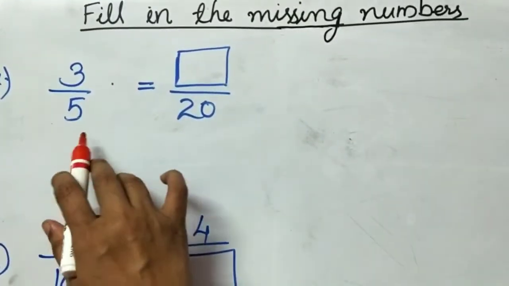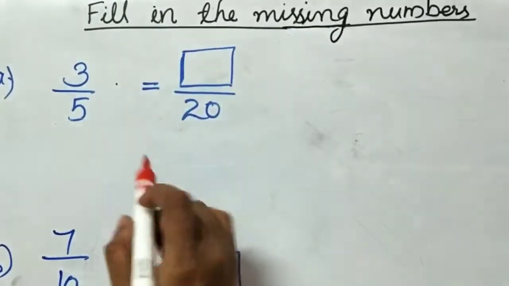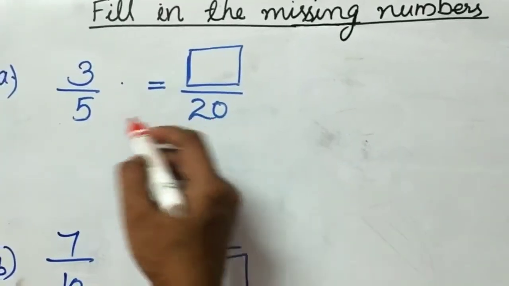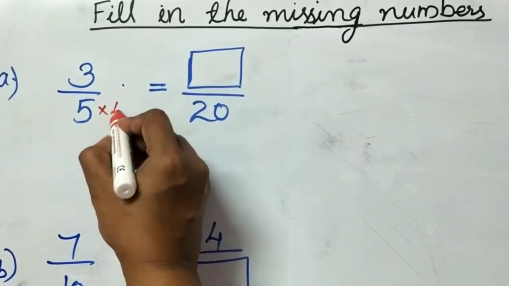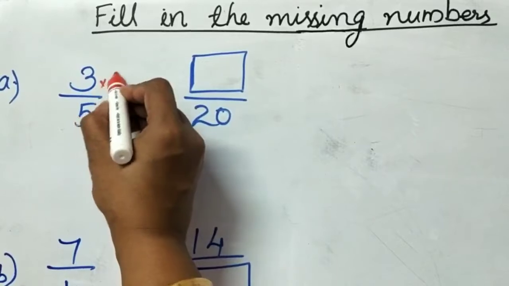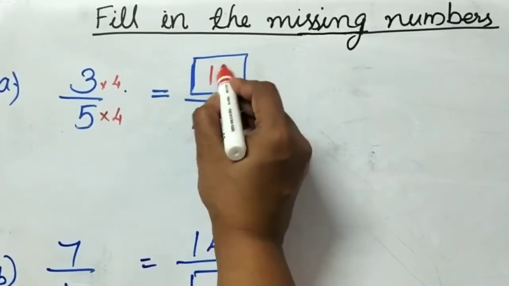Fill in the missing numbers. 3 by 5 is equal to dash by 20. Here 20 is greater than 5. So 5 multiplied by which number is 20? 5 into 4. Multiply the same number with 3 also. 3 into 4, 12.